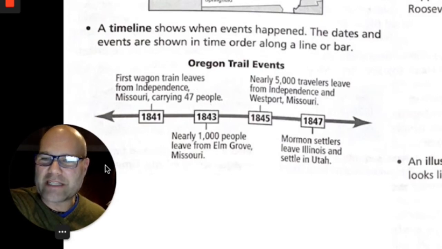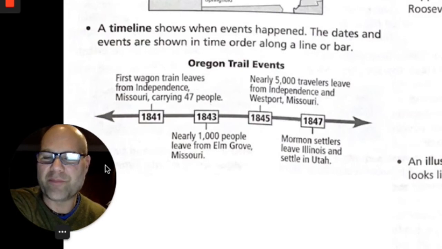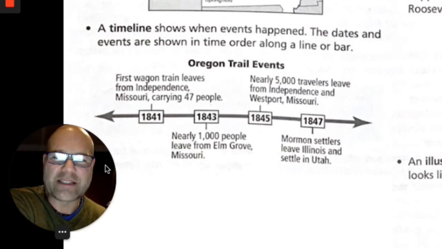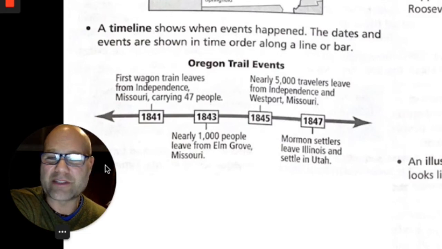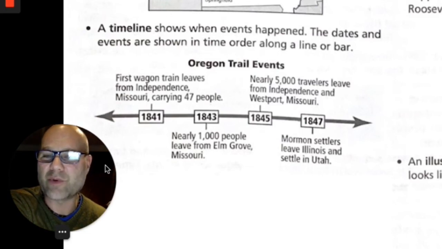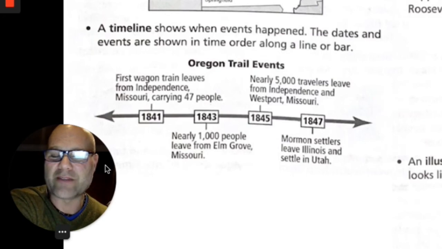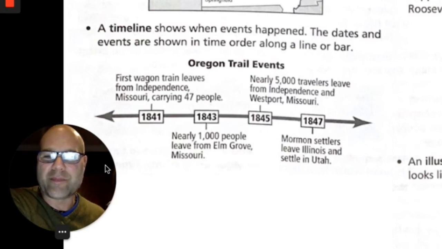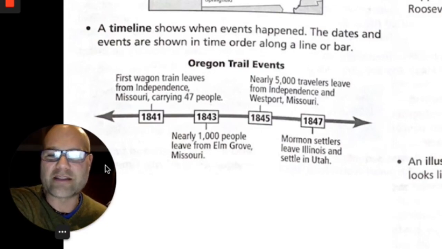First wagon train leaves from Independence, Missouri, carrying 47 people, and that happened in 1841. 2 years later, nearly 1,000 people leave from Elm Grove, Missouri. 2 years after that, nearly 5,000 travelers leave from Independence and Westport, Missouri in 1845. And you can see within just a couple years, each time it goes up a lot. And then in 1847, 2 additional years, Mormon settlers leave Illinois and settle in Utah.